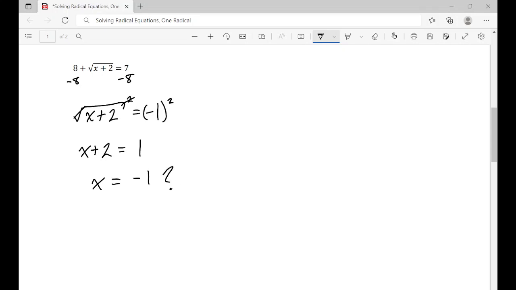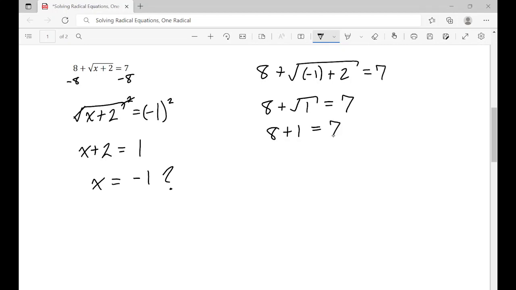Is this a solution? Don't know. Let's take -1 and plug it in for x and see. 8 plus square root of -1 plus 2 equals 7. -1 plus 2 is going to give me a +1. So 8 plus square root of 1 equals 7. Square root of 1 is 1, so 8 plus 1 equals 7. And 9 equals 7. 9 does not equal 7. Nope, not at all. So x equals -1 is not a solution.